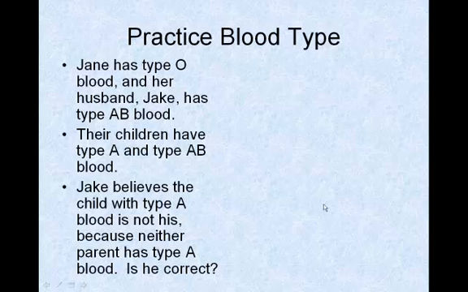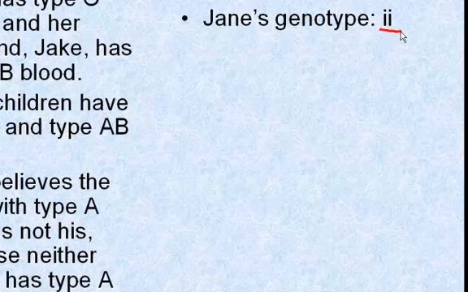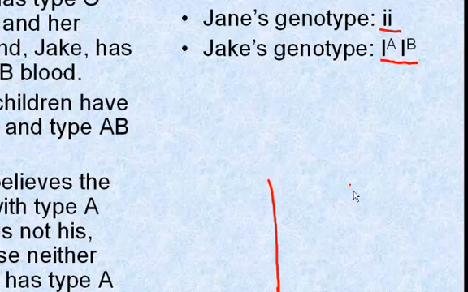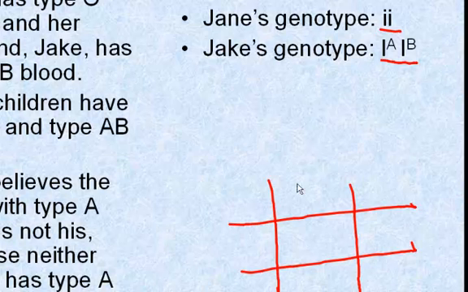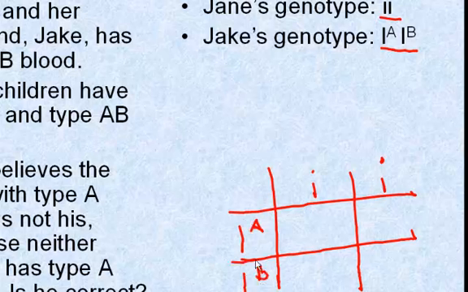So the first thing we have to do is figure out each one's genotype. So Jane has type O blood, so her genotype is going to be ii. Jake has type AB blood, so he's going to be IAIB. That's Jake's genotype. And then what we have to do with that is make a Punnett square. So let's make the Punnett square and find the possibilities. So we're going to put Jane here, little i, and we're going to put Jake here, IA, IB, and we're going to do the Punnett square and see what we get.